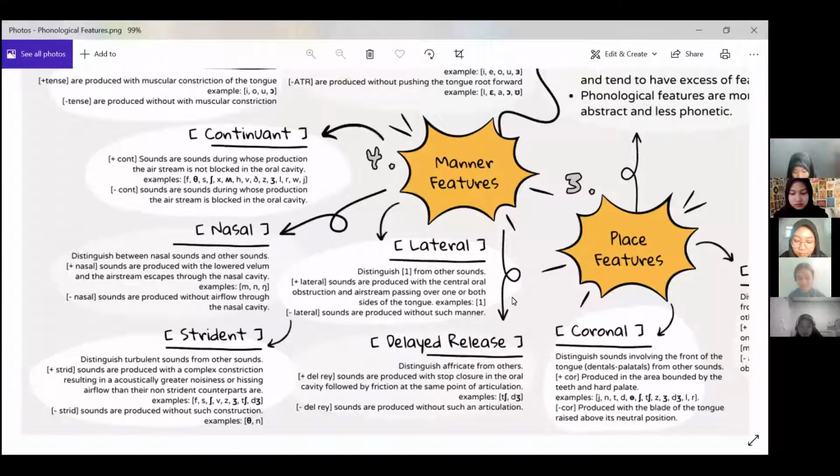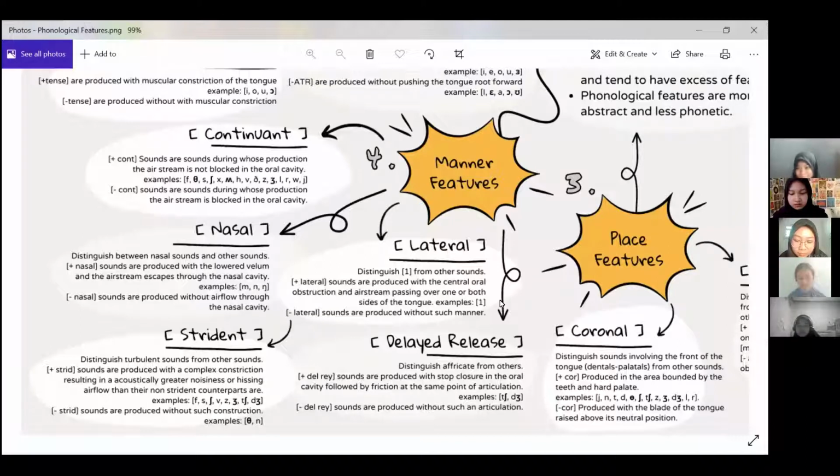And we have the last part of the manner features: lateral and delayed release. In positive lateral, the sound is produced with central oral obstruction and the airstream passing over one or both sides of the tongue. There's only one example, it's L.